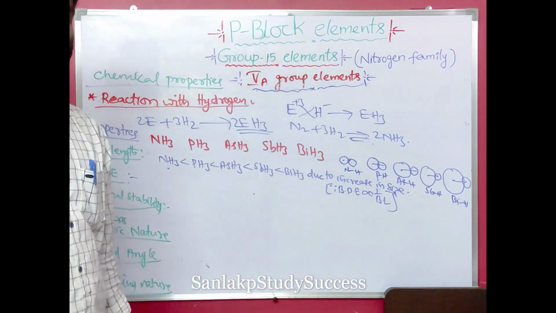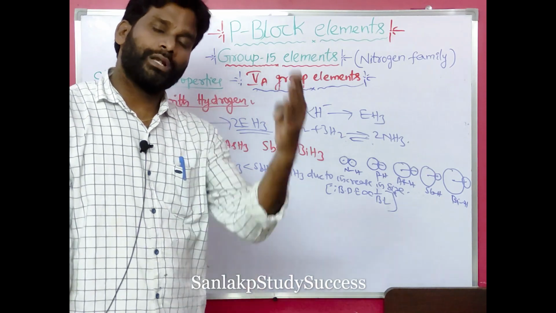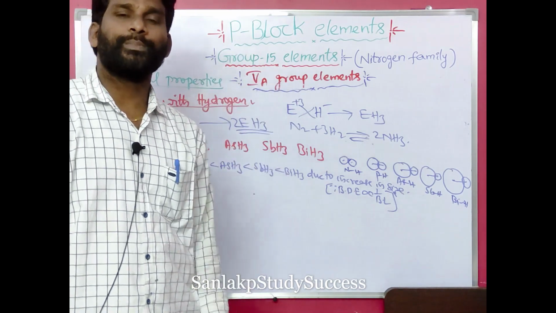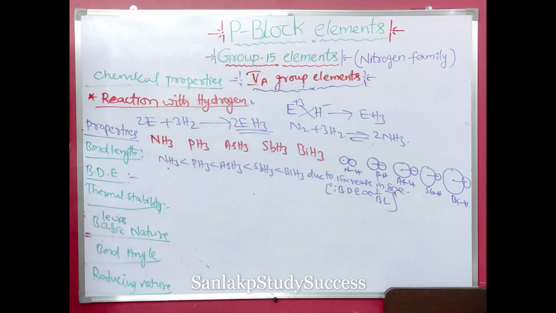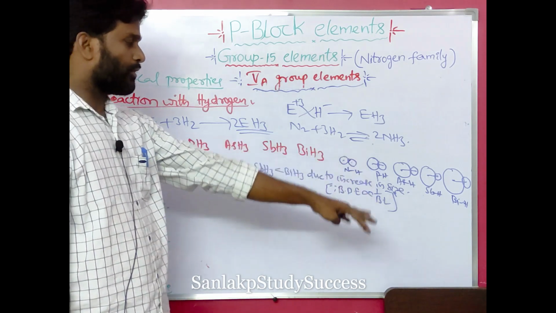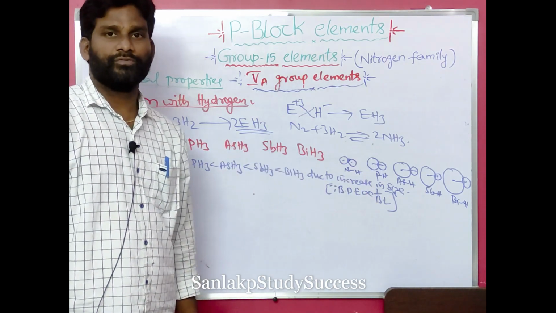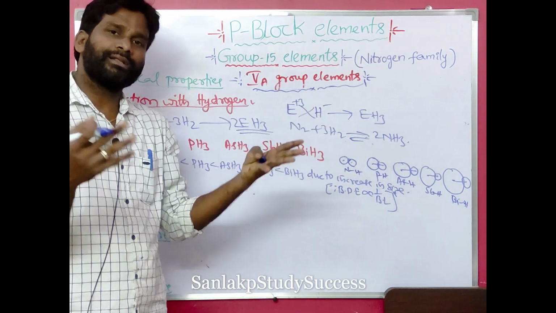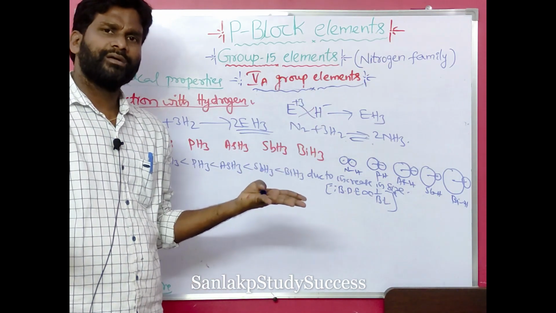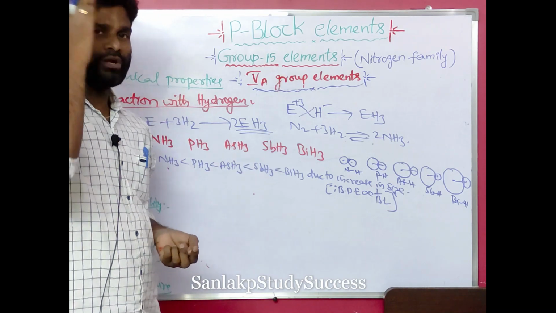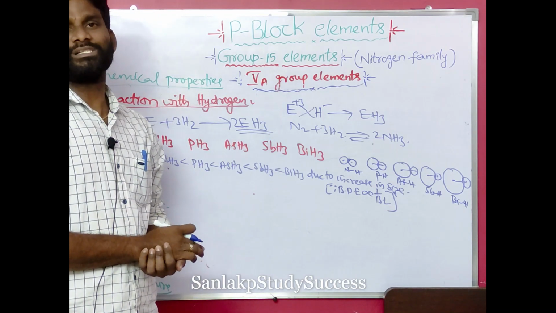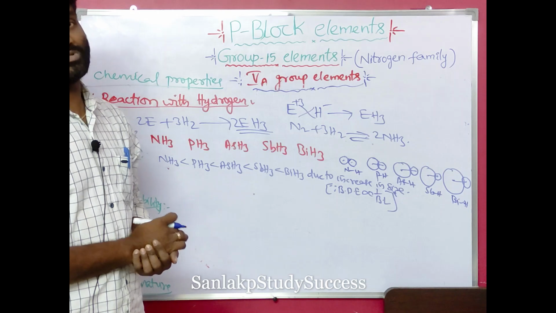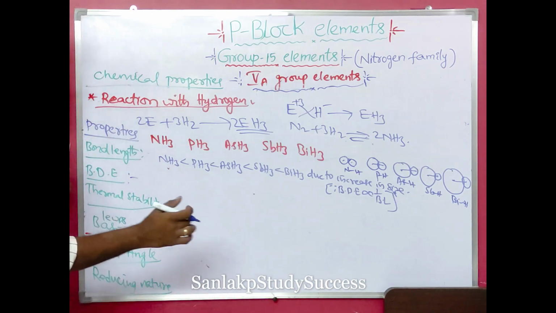If bond length is more, then the bond is weakened, so less amount of energy is required to break that bond. So bond dissociation energy and bond length are inversely proportional. If the bond length is more, then the bond is weakened, so less energy is required to break that bond. That means its bond dissociation energy is very less.